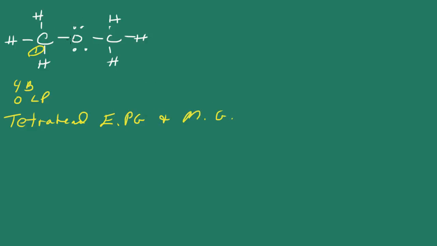Let's take a look at the oxygen here. So the oxygen, again, we have 4 charge clouds. There are 2 bonds, the 2 carbons, 2 bonds, and 2 lone pairs of electrons. So this has a tetrahedral electron pair geometry and a bent molecular shape. Then let's take a look at carbon number 2 here. Again, same as carbon 1. 4 bonds, 0 lone pairs, 4 charge clouds. So we have a tetrahedral electron pair geometry and tetrahedral molecular geometry.